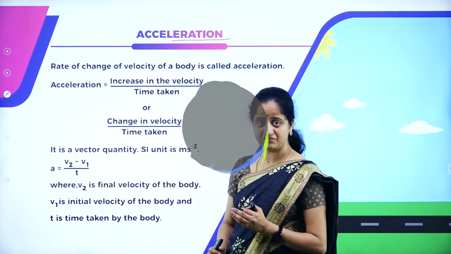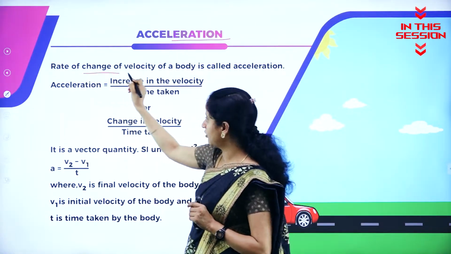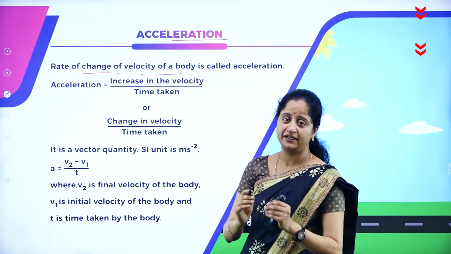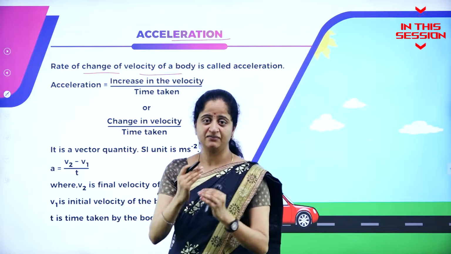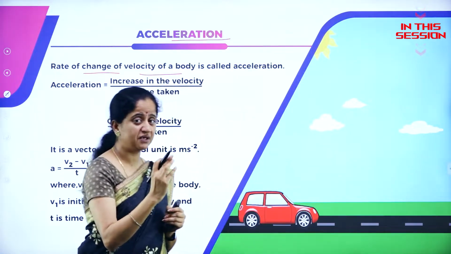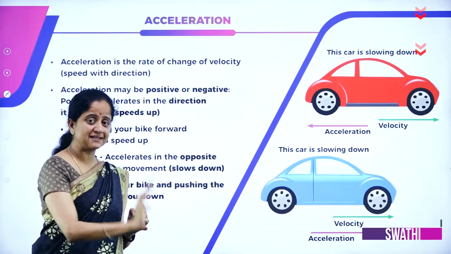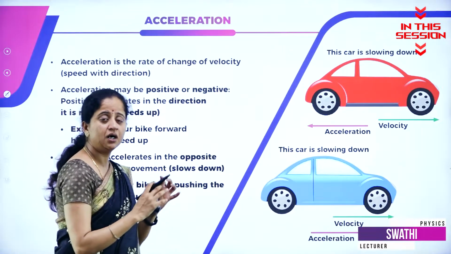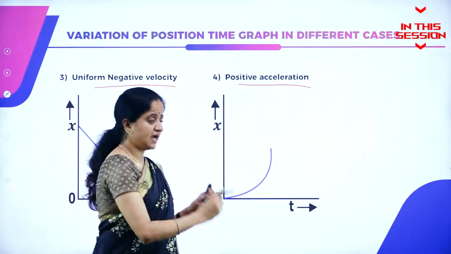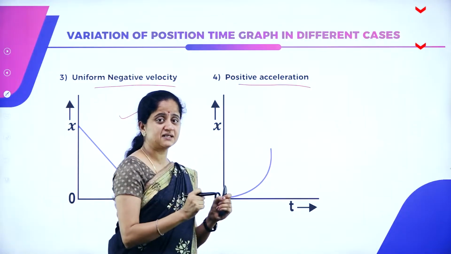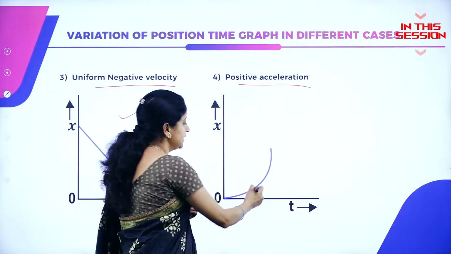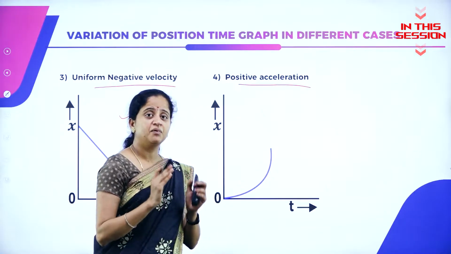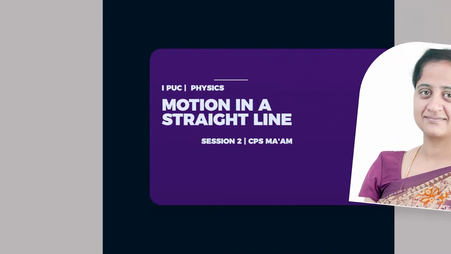So acceleration in physics is defined as the rate of change of velocity of a body, which means how does the velocity change with respect to time. If an object is accelerated in the direction of its moving, then it is said to be a positive acceleration. If the body speeds up in the direction of its motion, then we can say that it is a positive acceleration.